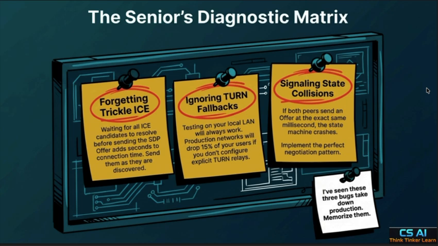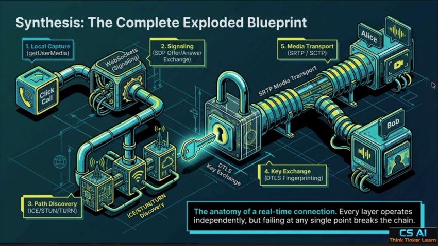If you're moving to production, memorize this diagnostic matrix. I've seen these three bugs take down entire systems. First, forgetting trickle ICE. Waiting for all candidates to resolve before sending an offer adds seconds to the connection time. Second, ignoring TURN fallbacks. Testing on a local LAN always works, but production will drop 15% of users without relays. Finally, signaling state collisions. If both peers call at the exact same millisecond, your state machine will crash without a polite glare handling pattern.